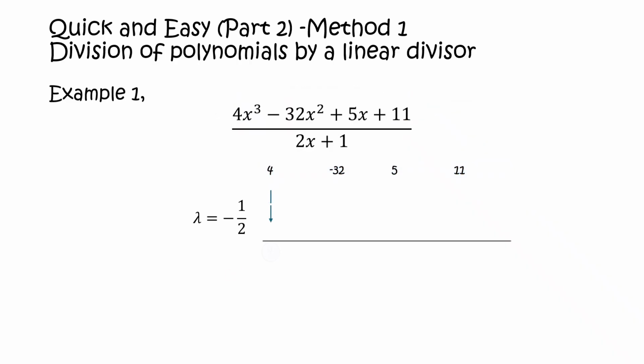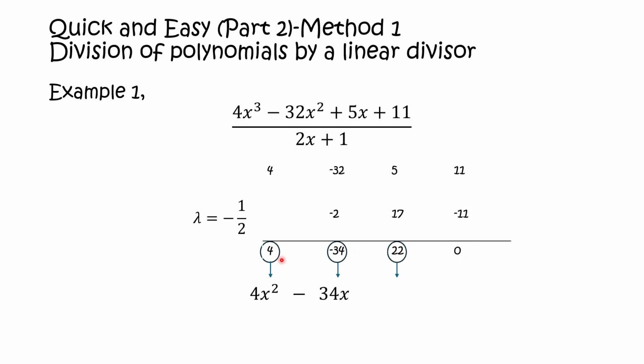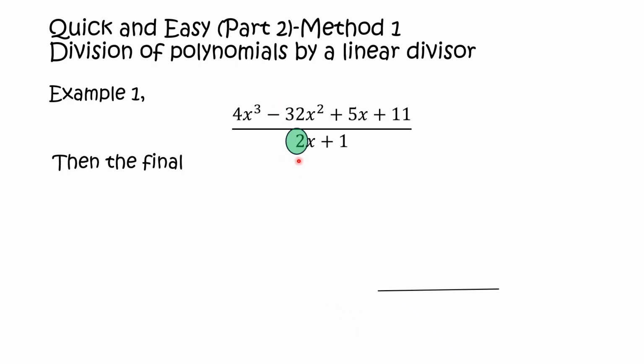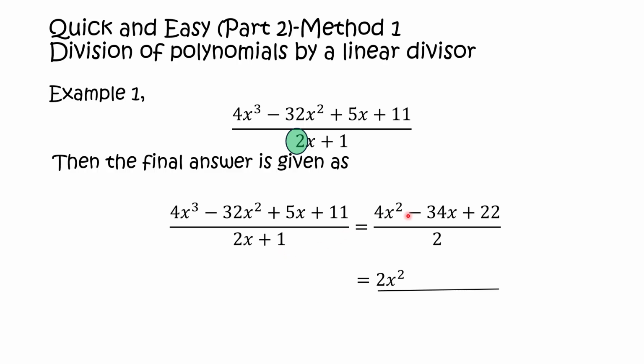So we are going to have a minus 2, minus 32 minus 34. Minus 34 times lambda gives us 17 plus 5, 22 times lambda. We are going to get minus 11 plus 11, that's a 0. So our answer is that, but that's not the final answer, by the way, because we have to divide by the 2, which was the A. So dividing that by 2, our final answer becomes that which we have there.